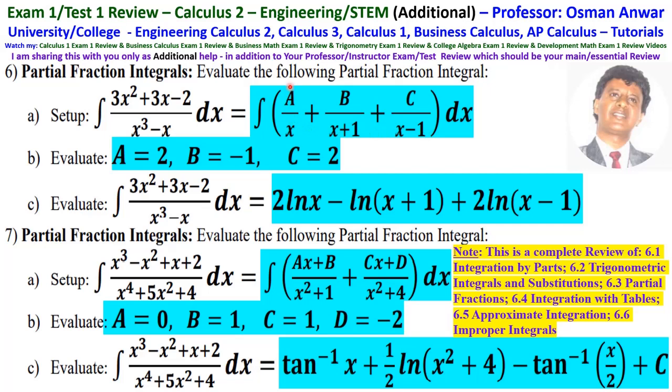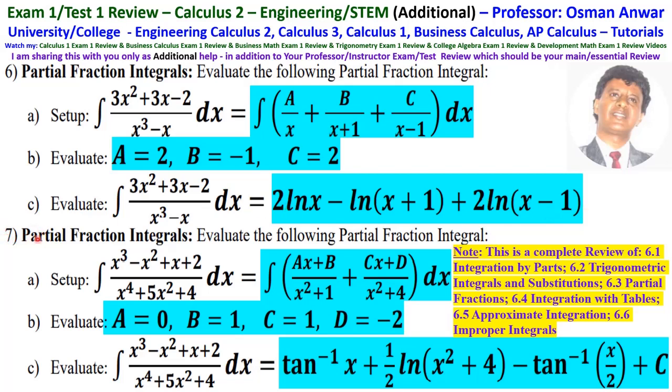That means the partial fraction is A over x plus B over x plus 1 plus C over x minus 1. When we work on the partial fraction, we're going to find A is equal to 2, B is minus 1, C is 2. Then this is 2 over x minus 1 over x plus 1 plus 2 over x minus 1. And the integration of that is 2 ln x minus ln x plus 1 plus 2 ln x minus 1.